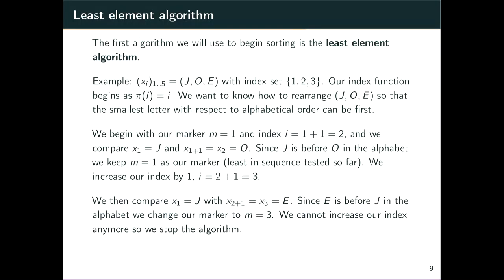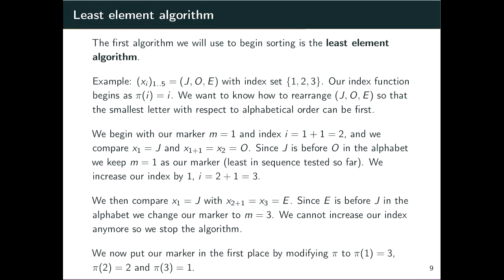So then we compare our marker, M equals 1, to the index I equals 3, so J and E. Since E is before J in the alphabet, we change our marker to M equals 3. So now E is the least, alphabetically speaking, element of this sequence that we've tested. And then, since we can't increase our index anymore, we will stop the algorithm. And after we've done that, our output is this marker.